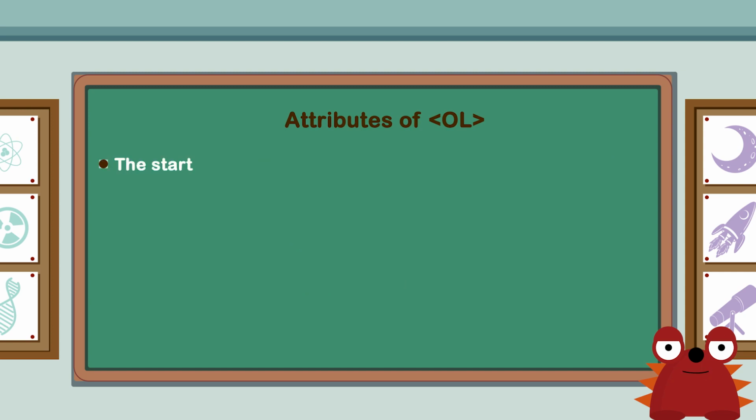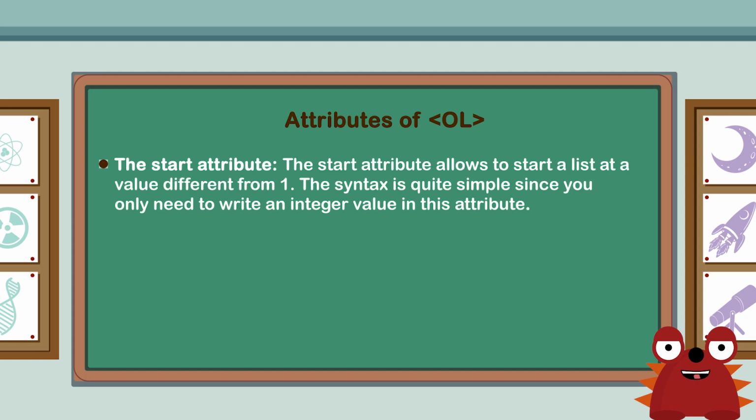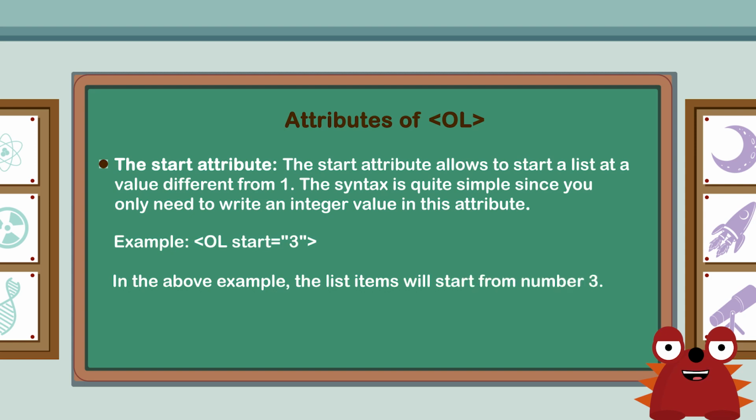First is the start attribute. The start attribute allows us to start a list at a value different from 1. The syntax is quite simple since you only need to write an integer value in this attribute. Here is an example. In this, the list items will start from number 3.